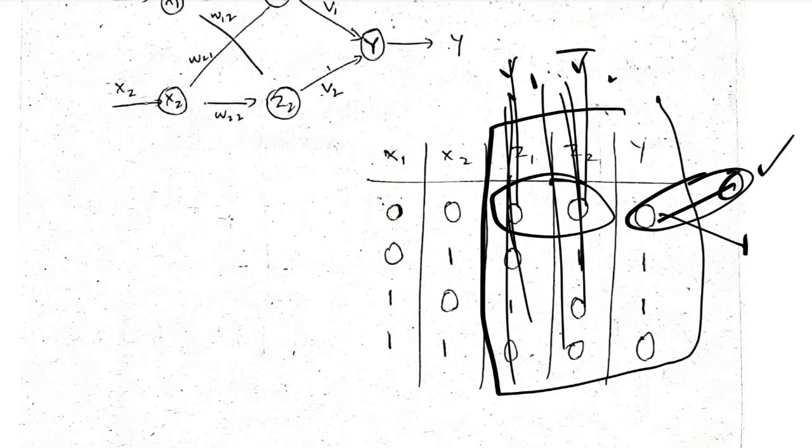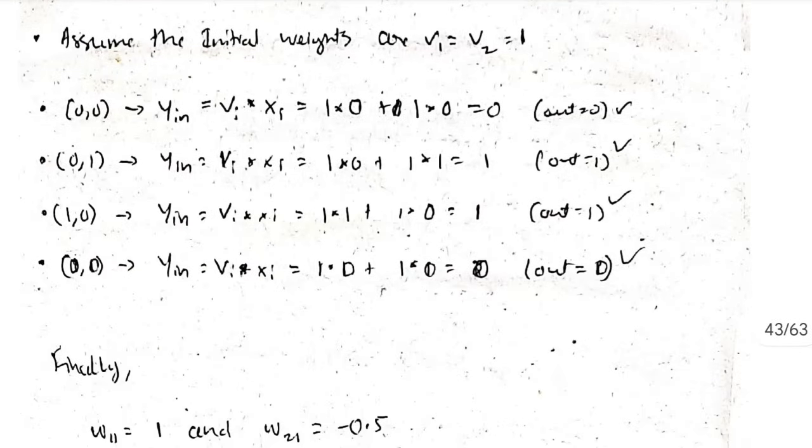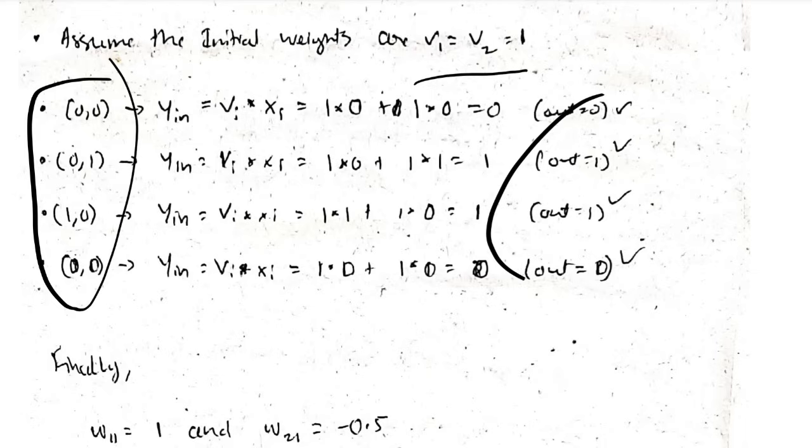When I have done all the values and it passed all the test cases, what are the weight values that I'll keep assigned in my mind? That is the winner weight values. So exactly the same thing we are doing here. You can go through it. If you consider the v1 and v2 values as 1 and run through all the test cases, you'll get the final answer as the correct expected values.